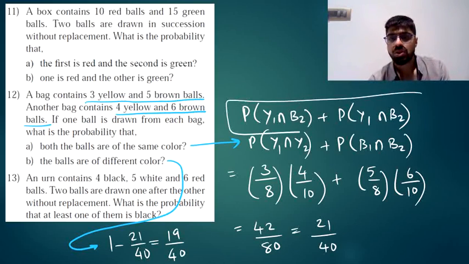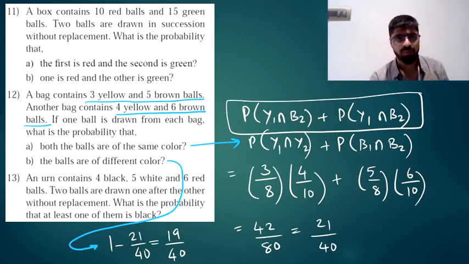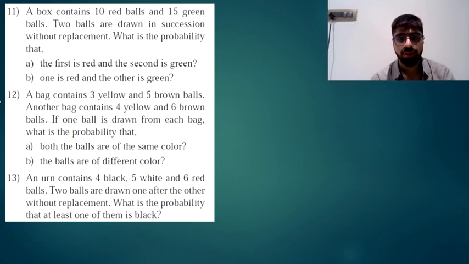Okay. So you can evaluate this just like you have evaluated the A part and reach the final answer, which is 19 upon 40. But like I said, because there was a shorter method here, we have opted to go for the shorter method and reach the final answer in very few steps. Moving on with number 13.